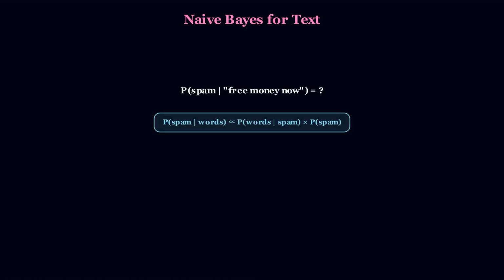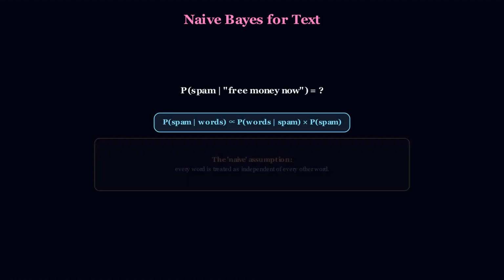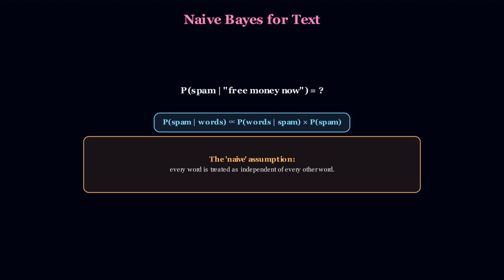Naive Bayes, probabilistic answer to text classification. It asks, given these words, what is the probability this is spam versus not spam? Bayes' theorem flips that, the probability of the words given the class, times the prior probability of the class. The naive part, it assumes every word is independent of every other word.